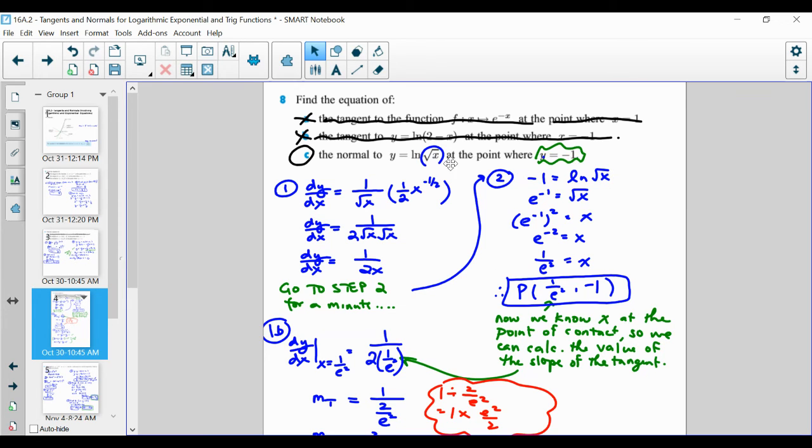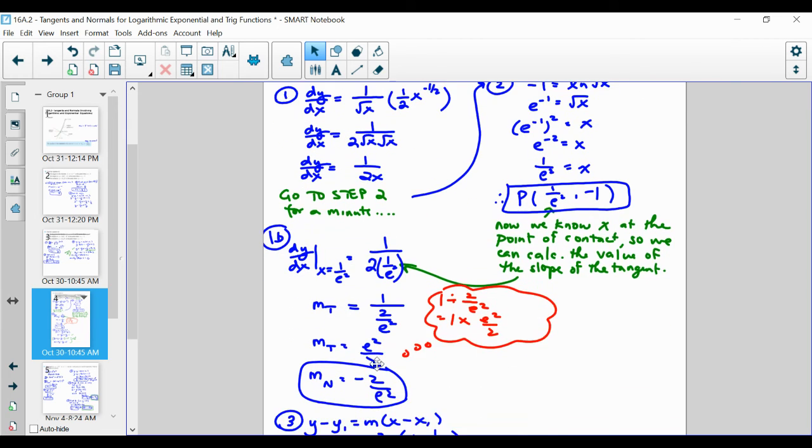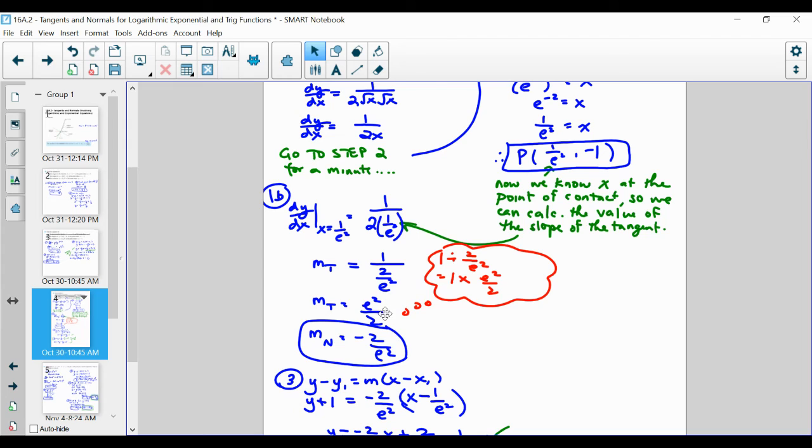First, I'm going to plug in negative 1 for y here, and I'm going to solve for x. I'm going to do that by rewriting in exponential form. So I'm going to get e to the negative 2 equals x, or 1 over e squared equals x. Now I have the point of contact, so I can calculate the value of the slope of the tangent. We found out what y was, not what x was, so I couldn't plug in here just yet. Now I know what the x value is, so I can plug it in here. I can solve for the slope of the tangent, which is e squared over 2.